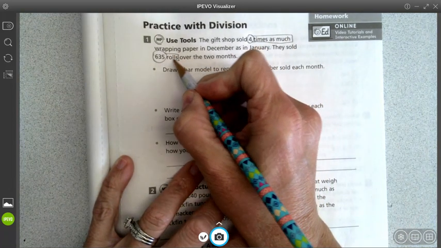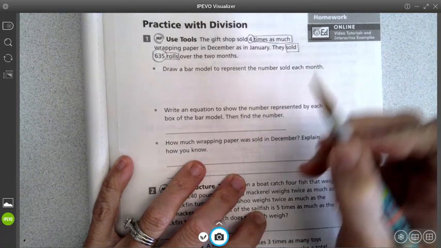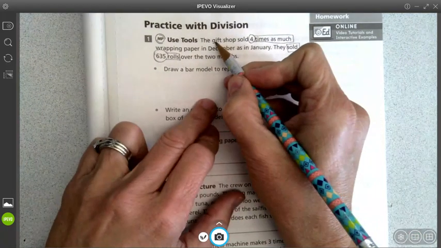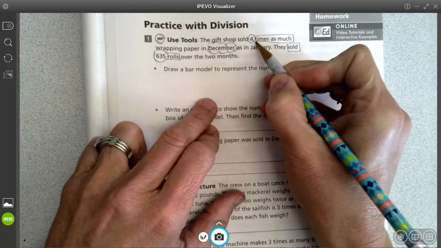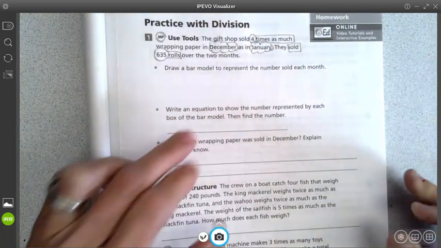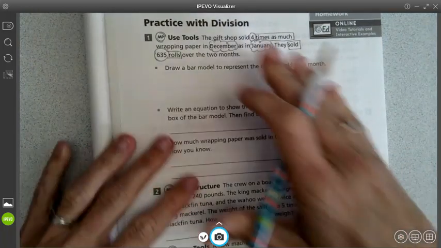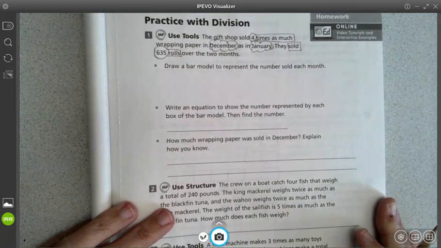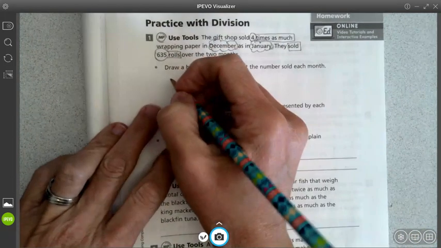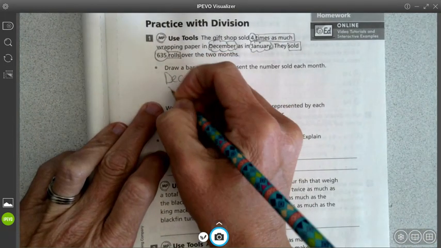They sold 635 rolls. We have 2 months here. I'm starting to put a little cloud and adding that to our cubing because those are what are going to be represented in our bar model. We've got the 2 months. We've got December and January.